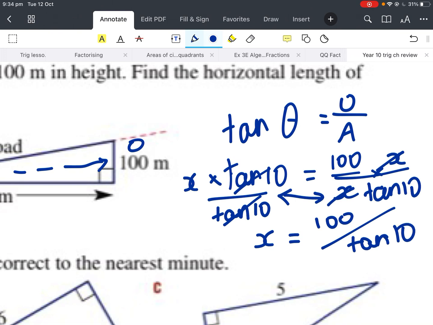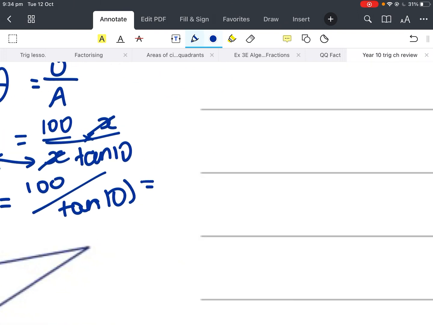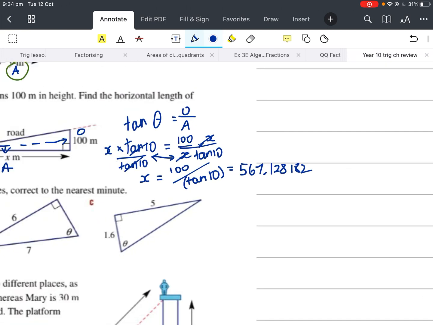So now on my calculator, I'm going to do 100 divided by tan 10. My calculator opens the brackets, so I'm going to close them. Remember, if you don't get this answer, you might need to put all of that in brackets. I get 567.128182.